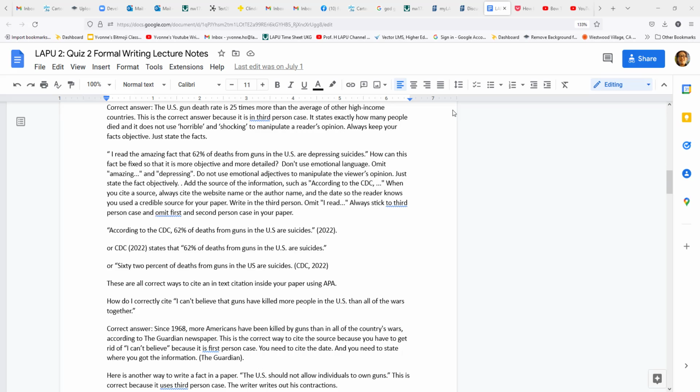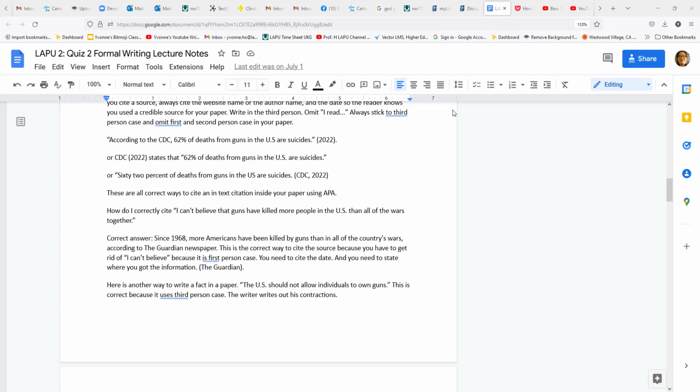So here's another example. How do I correctly cite this one? "I can't believe that guns have killed more people in the U.S. than all the wars put together." Okay, who the heck cares about what you believe or don't believe? Number one. Then you want to get rid of first-person case. So the correct answer would be: since 1968, more Americans have been killed by guns than in all of the country's wars, according to the Guardian newspaper.